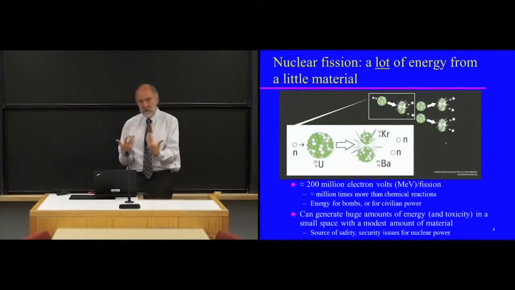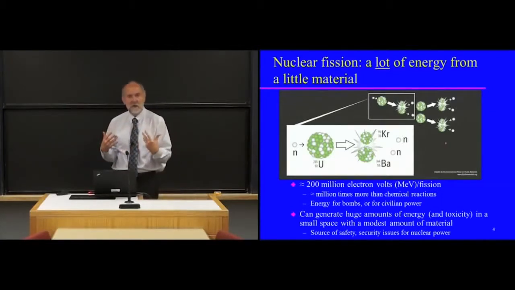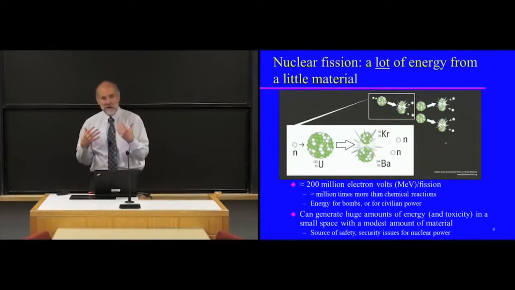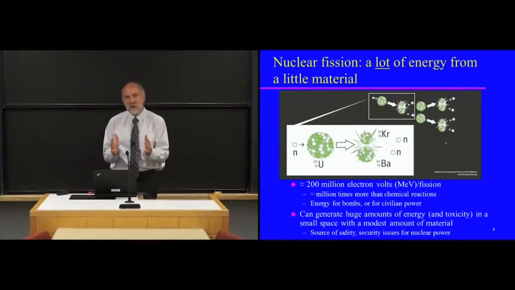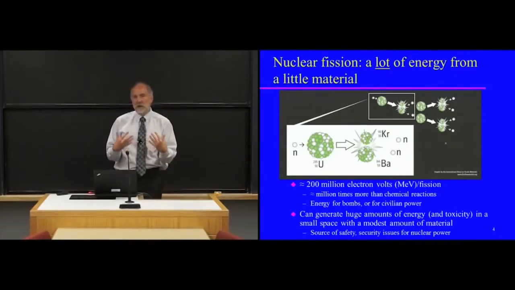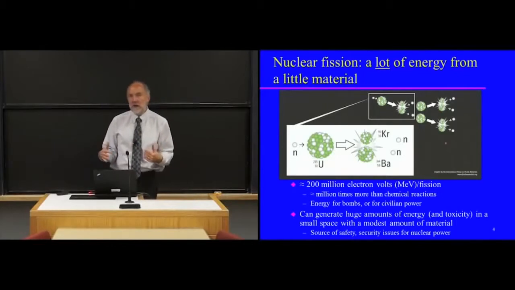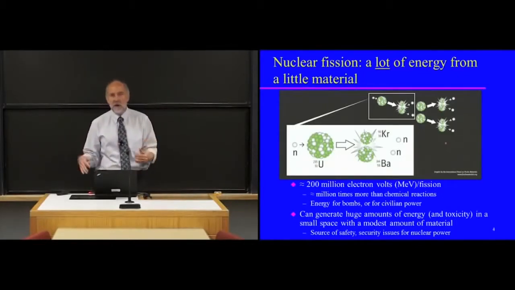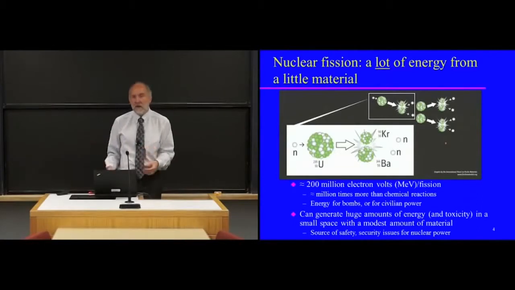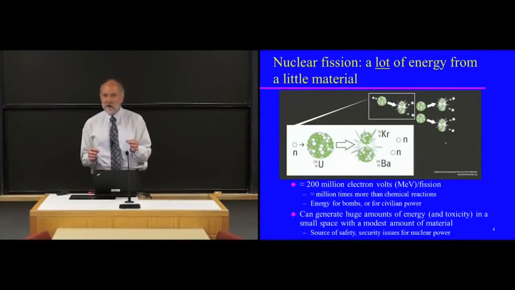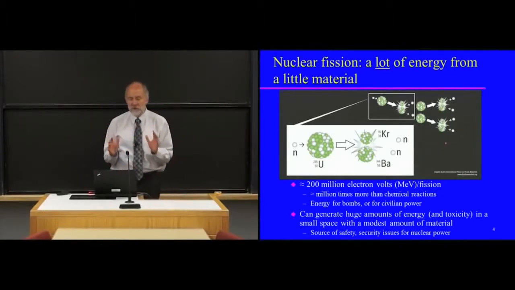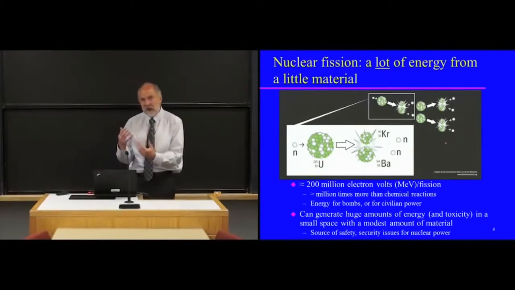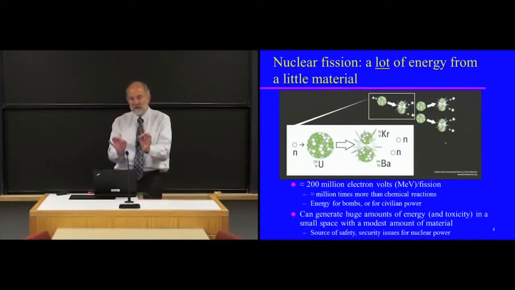Similarly, it can also provide the energy for civilian power generation, with a lot of energy coming from a small amount of material in a small space. Just to give you an idea, if you have a 1 gigawatt coal plant, you need an 80-car train full of coal every day to provide fuel. If you have a 1 gigawatt nuclear plant, you need about half of one of those train cars once a year. Huge, huge difference.